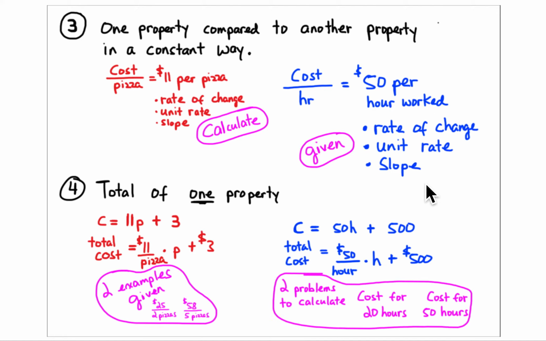And the final component is what's the total of one of the properties. Oftentimes, that's the answer to the question. Sometimes it's not. Sometimes they're giving you that total.